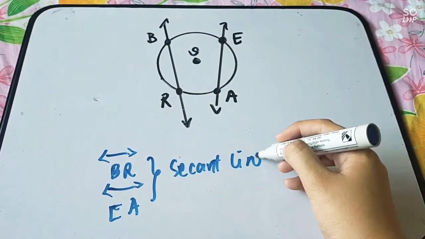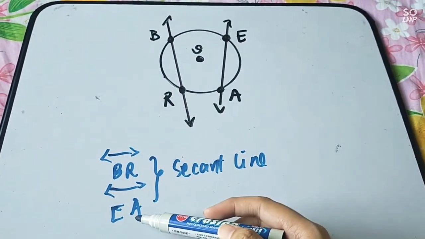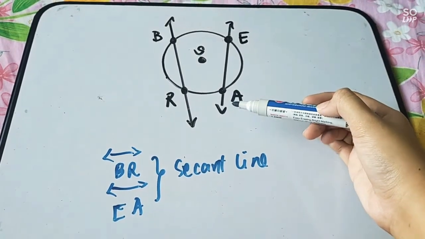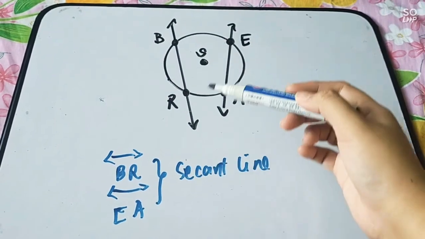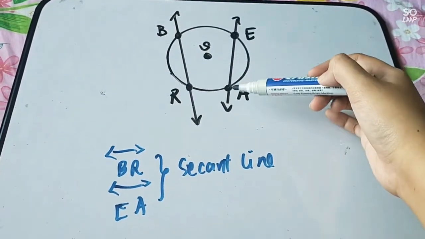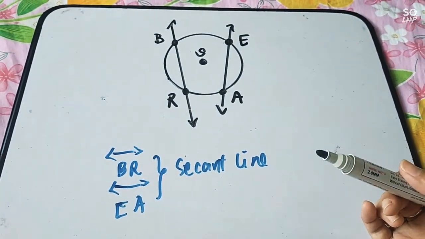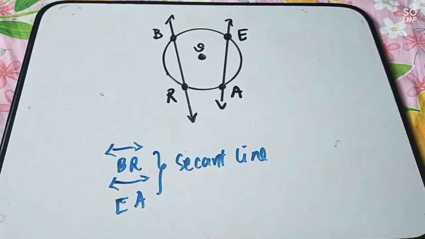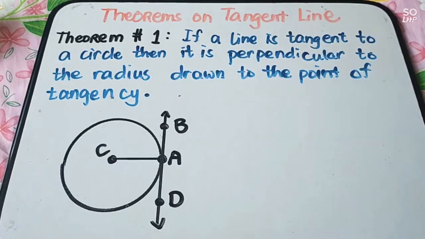Line BR intersects the circle at point B and point R. Line EA intersects at point E and point A. Right? Then, it contains a chord. So, you may name this one as chord BR or segment BR, and then segment EA. It contains a chord. Okay? That is what I meant earlier, that a secant contains a chord of a circle. Is it clear? Now, let's move on to theorems.